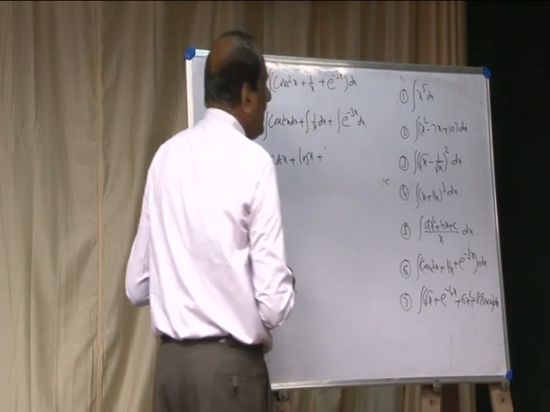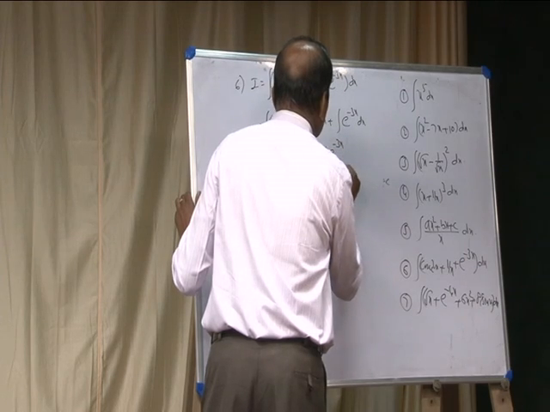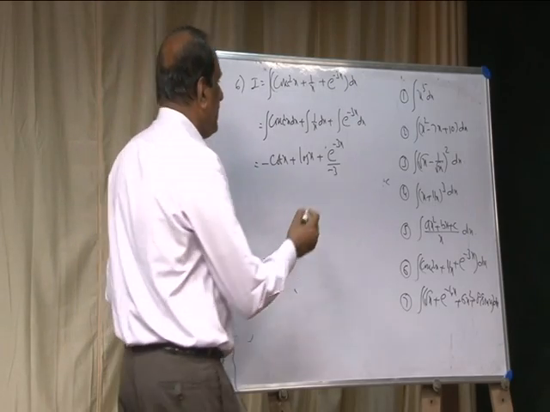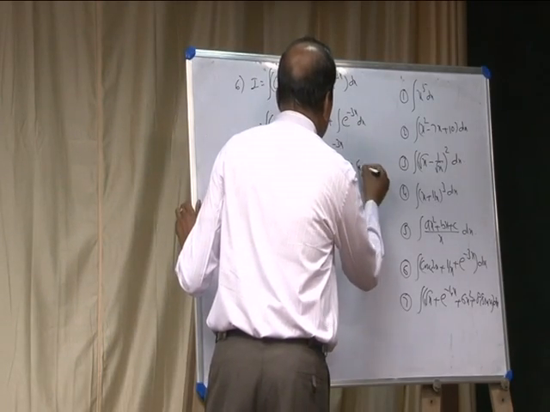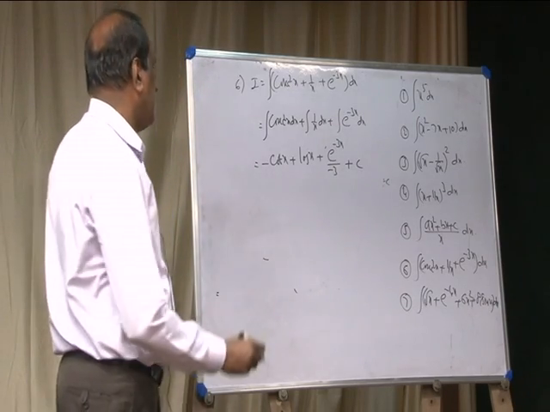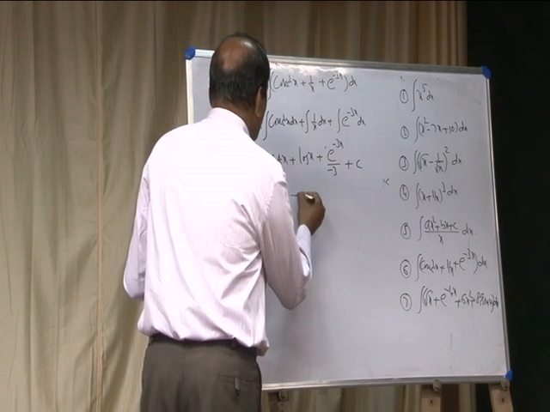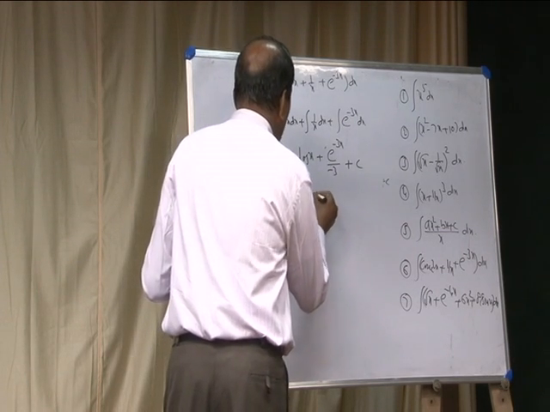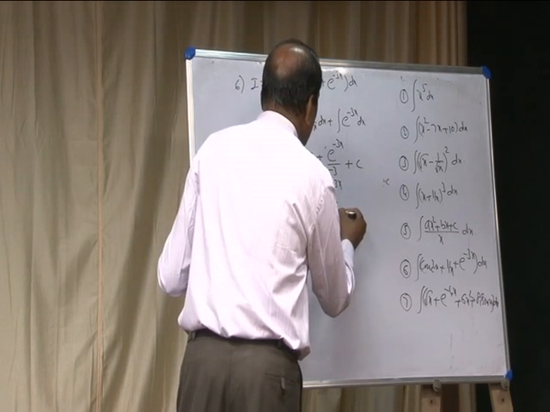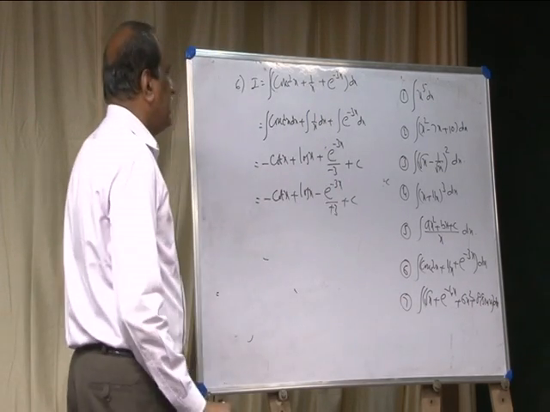plus integration of e power minus 3x, which is e power minus 3x by minus 3. After integrating, write the arbitrary constant, that is constant of integration. Now, simplify once again: minus cot x plus log x plus, into minus, minus e power minus 3x by 3, minus into minus is plus. So, this is the constant of integration.